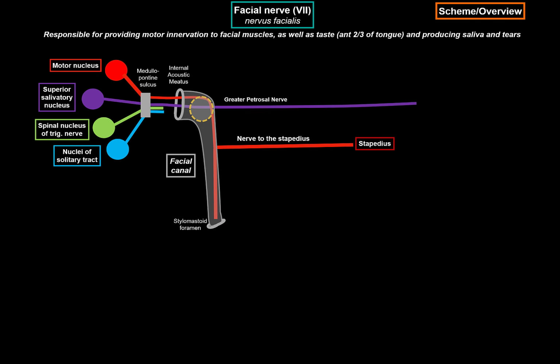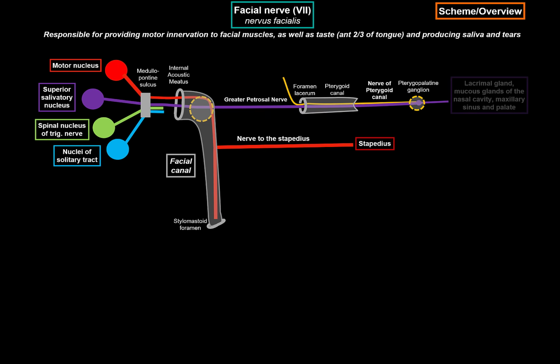The superior salivatory nucleus will give off fibers that will also go through the geniculate ganglion without synapsing with it and give off the greater petrosal nerve. On its course towards the foramen lacerum, it merges with the deep petrosal nerve, carrying sympathetic fibers, to form the nerve of the pterygoid canal. It travels to the pterygopalatine ganglion to provide preganglionic parasympathetic innervation to the lacrimal gland, as well as mucus glands of the nasal cavity, maxillary sinus, and the palate.